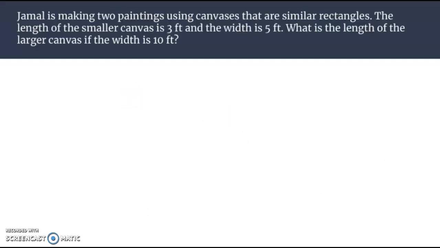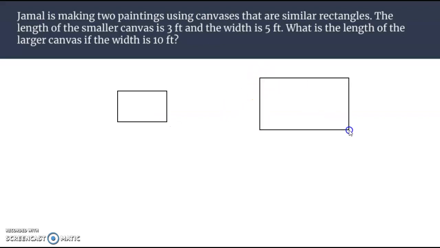Alright, let's look at another one here. It says Jamal is making two paintings using canvases that are similar rectangles. The length of the smaller canvas is 3 by 5. What is the length of the larger canvas if the width is 10? Now, let's try to draw this situation here. Alright, it says the smaller one is 3 by 5 and the larger one has a width of 10. Width is 10 like this. There we go. And we need to find the length, this value here.